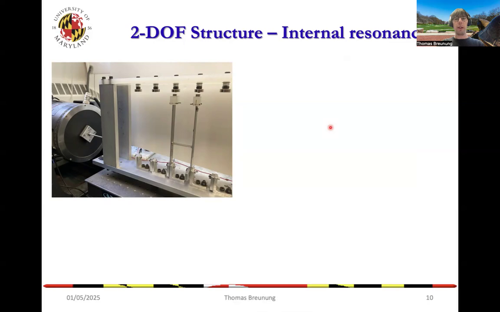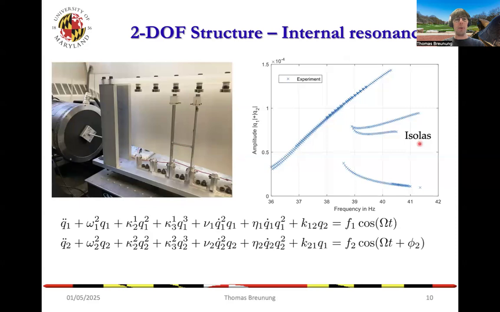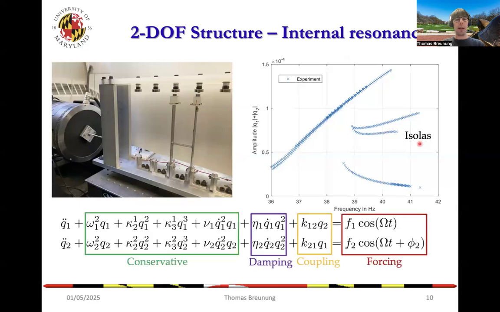And they can feature very complex dynamics. For example, here we see the response of a 1-1 resonance structure where we have detached branches, which are detached from the main branch, so-called isolas. If we supply this measurement to the automated identification routine, we again end up with a very simple set of equations where we can relate the arising conservative, damping, coupling, and forcing terms. And if I simulate these equations, we get back our measurements very closely.